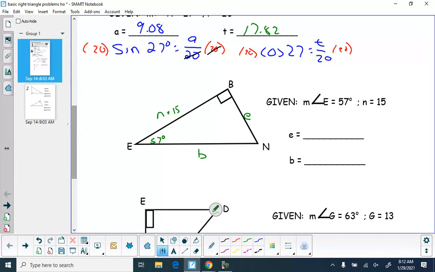Let's solve for little e first. Okay, here's my right angle. Here's my angle. And these are my two sides. So write yourself a trig ratio that relates the angle to the two sides. Check your answer with somebody around you before you go any further. Once you verify the correct trig ratio, go ahead and solve the problem for little e.